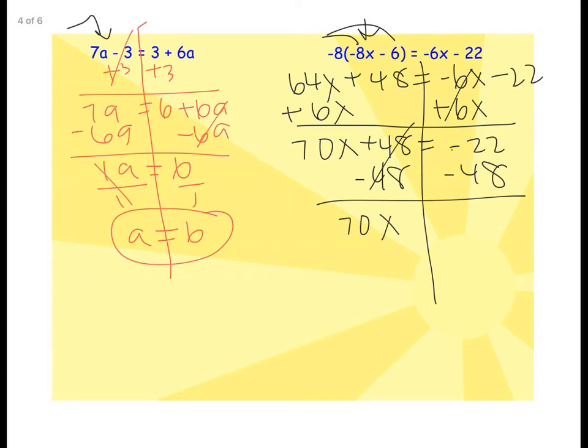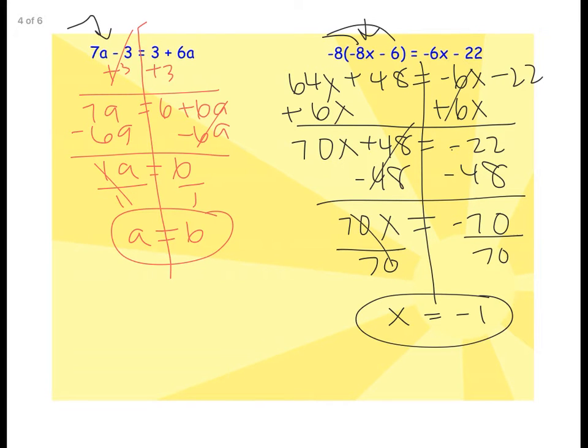So I get 70x is equal to negative 70, and then 70 and x are multiplying, so I need to divide 70 out. So here x is equal to negative 1. Even though this original equation up here is longer, I could plug negative 1 back in again and make sure I get the correct answer.